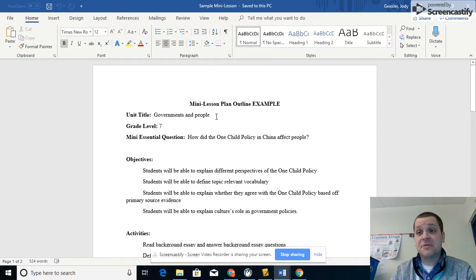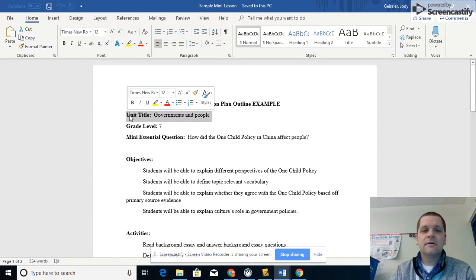You can come up with some unit. Obviously, it's something you've never actually done before. So I get it. It's not going to be easy to construct, but I want you to be thinking of what's the end goal and how does the lesson support that. So if my unit is on governments and people, I have that right here.